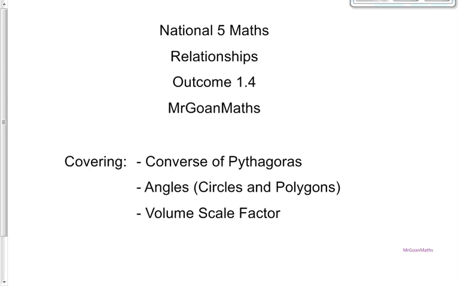Hello, I'm Mr. Goan, and today we're going to be having a look at the National 5 Relationships Outcome 1.4, specifically covering the converse of Pythagoras, angles inside circles and polygons and all of your angles knowledge across straight lines, and the volume scale factor and its relationship there with linear scale factor. So let's get straight into it.